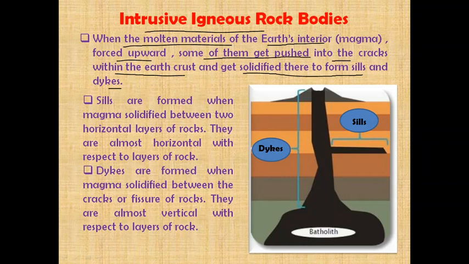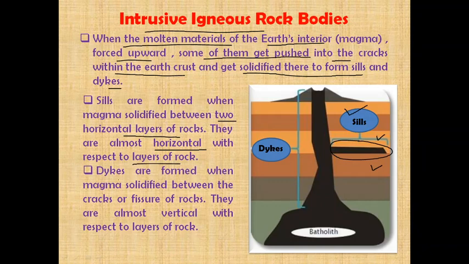Now what is sill and what is dike? First of all I will discuss about sill. When magma solidifies between two horizontal layers of rock, as you can see in the diagram, it is called sill. You can go through this explanation that sills are formed when magma solidifies between two horizontal layers of rock, as I have said, and they are almost horizontal with respect to layers of rocks.